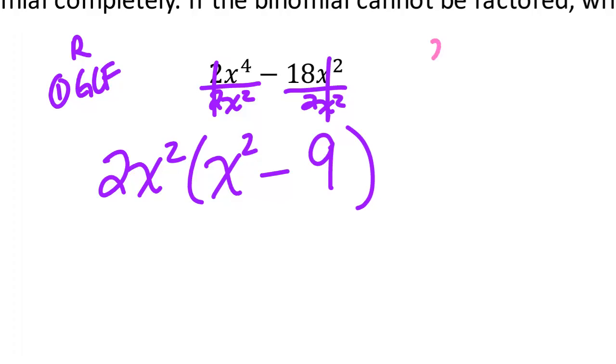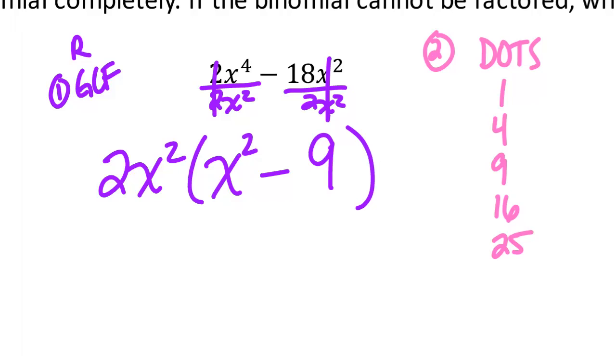And then check again step 2 for your DOTS. Perfect squares are 1, 4, 9, 16, 25, and so forth. Do I have a difference of two squares? Is it subtracting? Yes. Do I have a perfect square on the list? Yes. 9 is on the list, so I do have a difference of two squares.